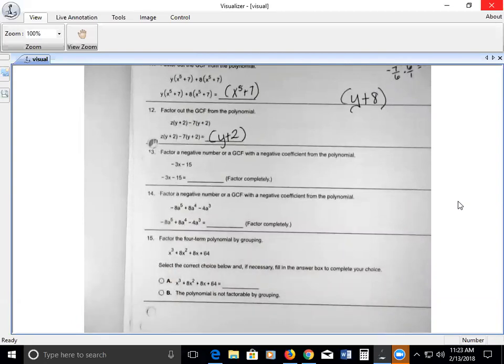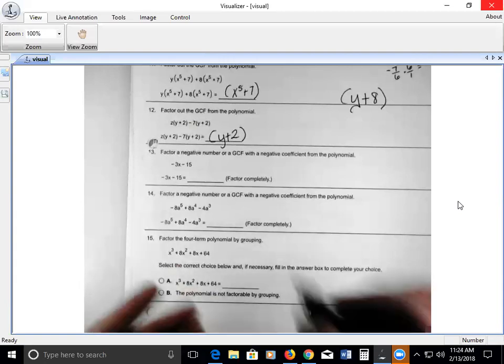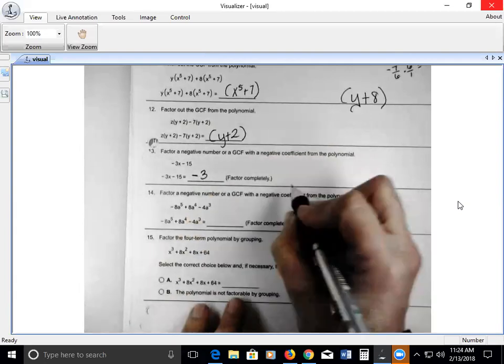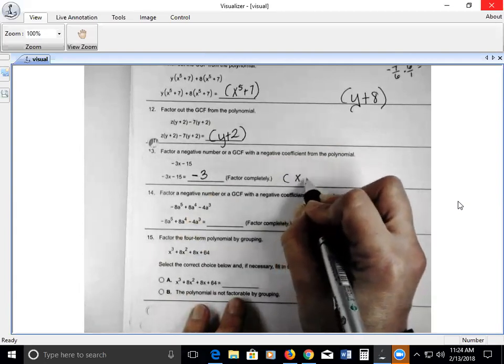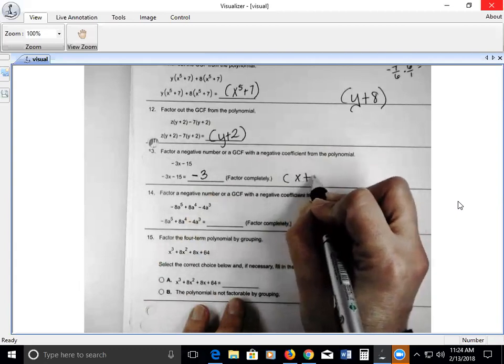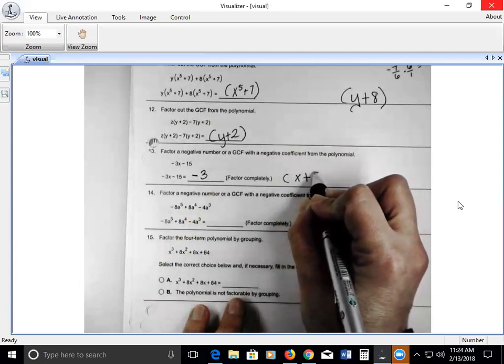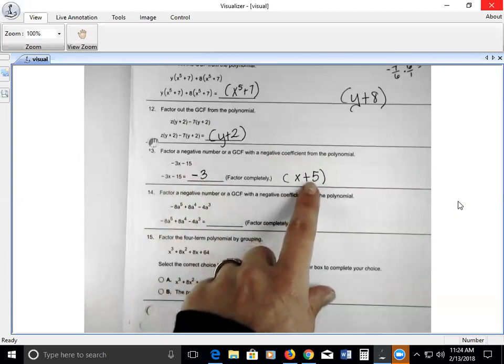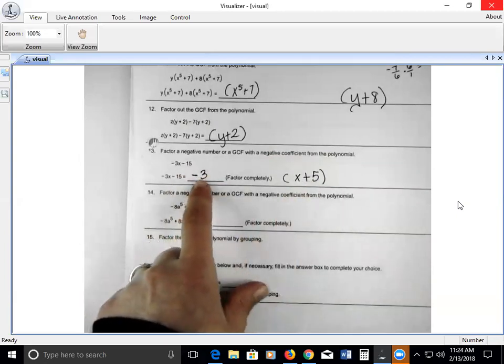In 13, both of your terms share a negative. So that's a simple one. Both terms share a negative, so we're going to extract that negative with the GCF to represent our greatest common factor between negative 3x and negative 15. Well, our GCF is negative 3, right? What's your remainder? Your remainder is x plus 5, right? Because the negative 15 divided by negative 3 gives you a positive 5. So your GCF in this case is negative 3.